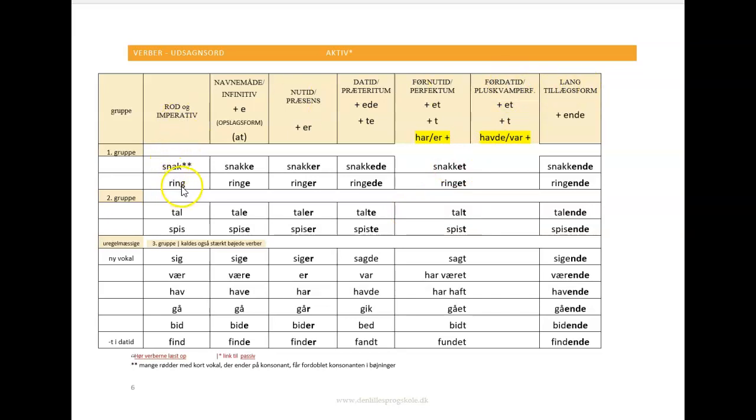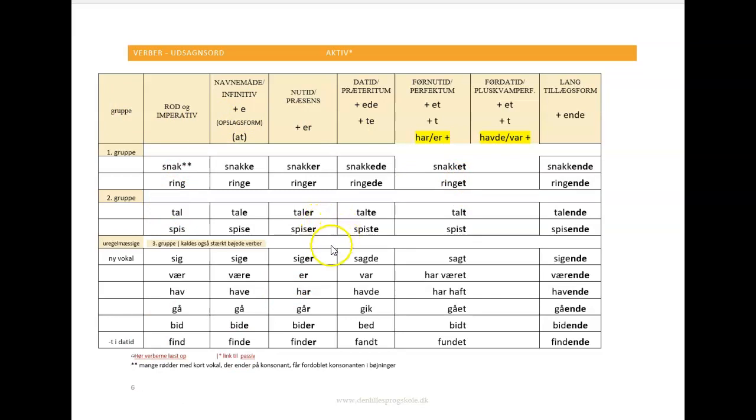Another verb, ring, to call. So this is the imperative form, ring. The infinitive form, ringe, can be used with at or without at, depending on the context. But in either way, you still have to add an e here. Present tense, ringer. Jeg ringer til dig i morgen. I'll call you tomorrow. And since we're still in group 1, the past tense of the verb is ringede, so adding ede, and over here adding et again to the root form.